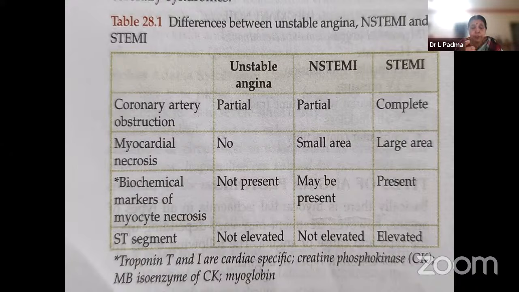Later on, nowadays, we do this troponin T, where the results are obtained within about 45 to 50 minutes.